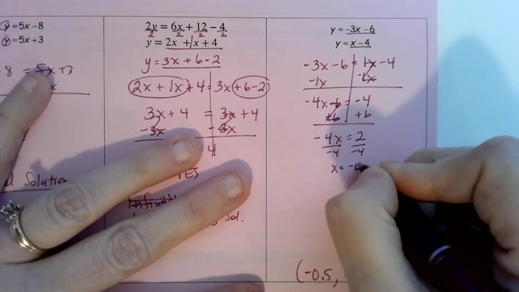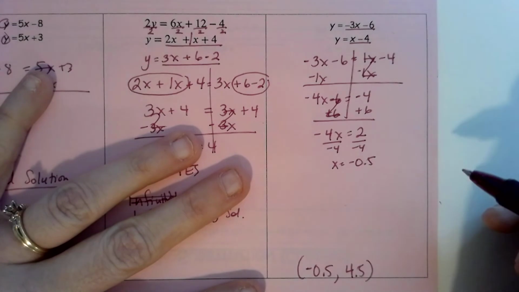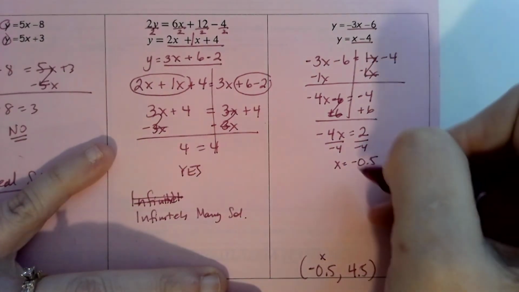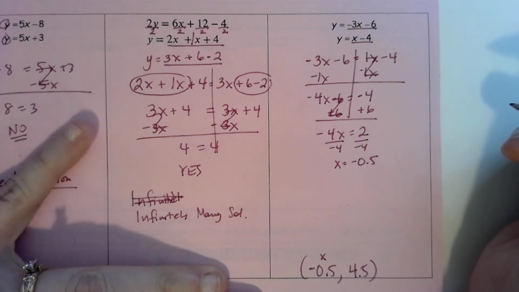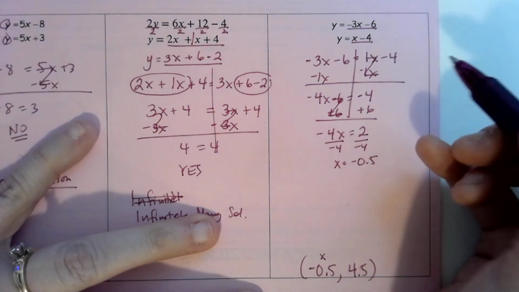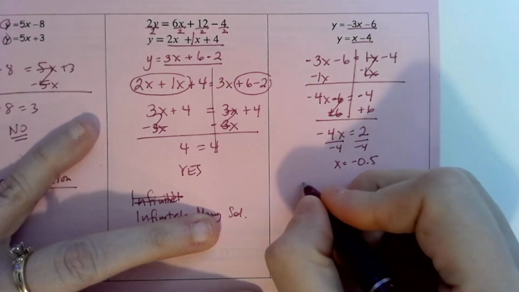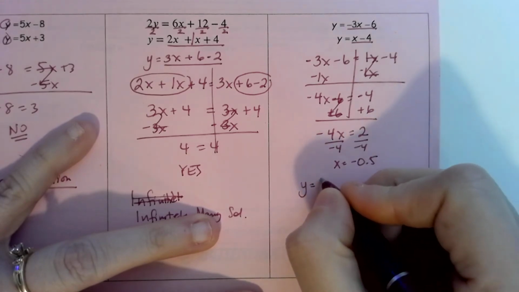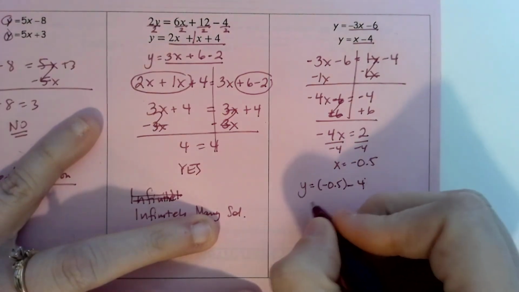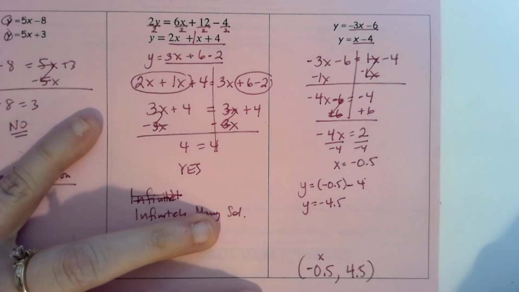X equals negative 0.5. Okay, now, to figure out what the x, so that's my x. Go me, I got the right x. Now, to figure out what the y value is, I'm going to plug it in. I like this equation right here because it's simpler, right? So it says y equals negative 0.5 minus 4. Okay, well that's y equals negative 4.5.